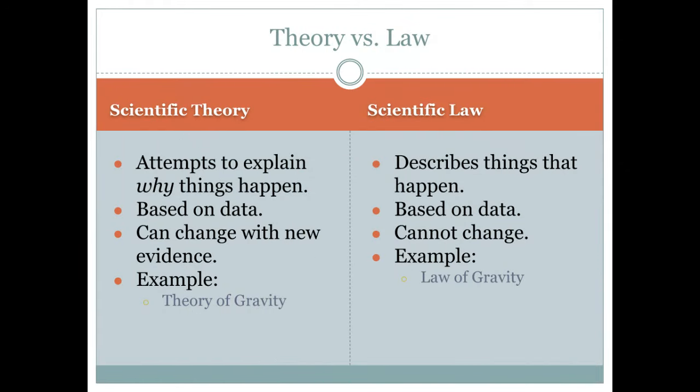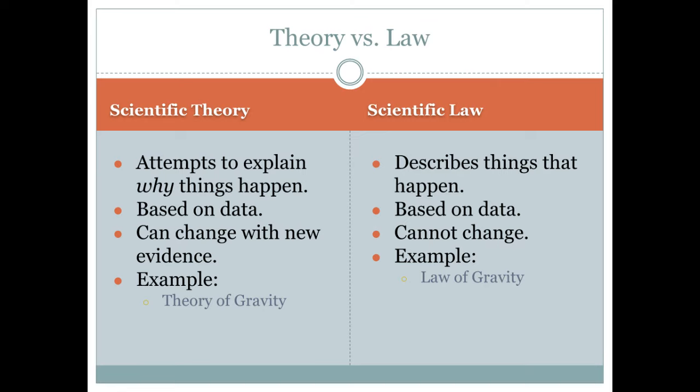Scientific theories versus scientific laws. Scientific theories explain why things happen. They are based on data, and they can change if we get new evidence. Scientific laws, though, just describe things that happen. Natural phenomena. It just tells you what happens.